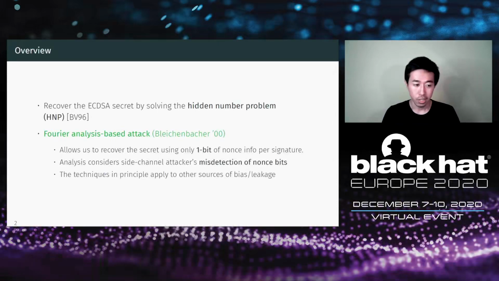Our attack essentially follows the Fourier analysis-based attack, which was originally developed by Bleichenbacher. This attack method allows us to recover the secret key using only 1 bit of nonce information per signature. Also, in order to exploit the practical leakage information, our analysis also considers side channel attackers' misdetection of nonce bits. I want to remark that the techniques that I present here in principle apply to other sources of bias or leakage that are independent of the LadderLeak vulnerability.